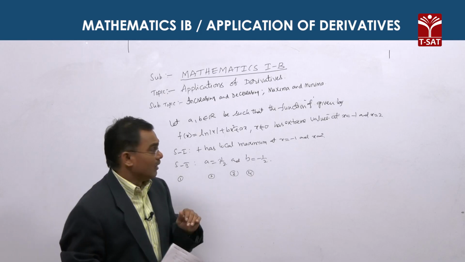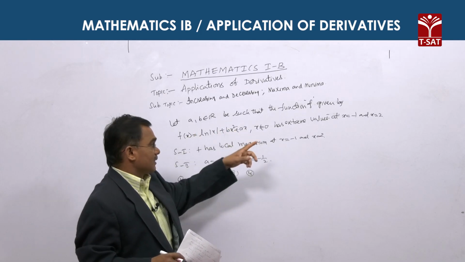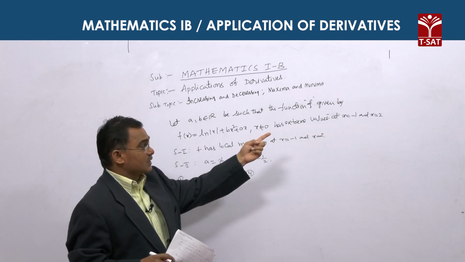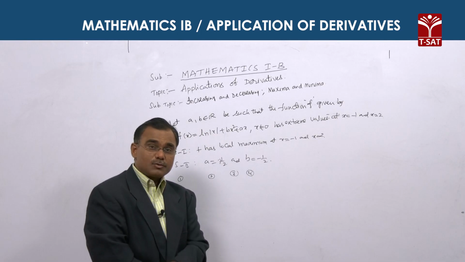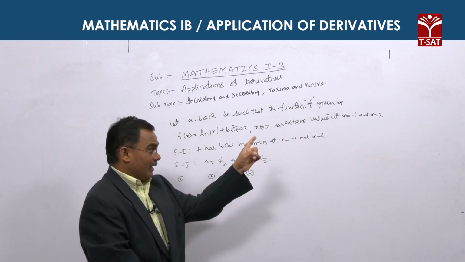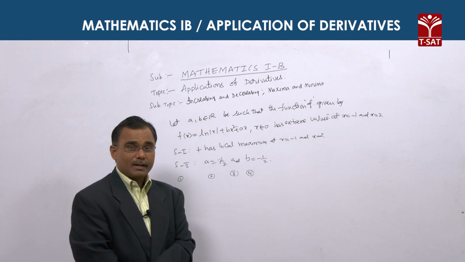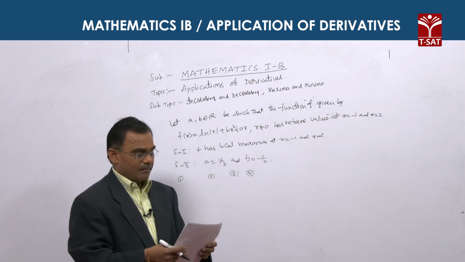This is the given question. a, b are real numbers. Say that f of x has extreme values at x equal to minus 1 and 2. But extreme means maybe maximum or minimum. At x equal minus 1 and plus 2, and 2 statements are given; we decide.